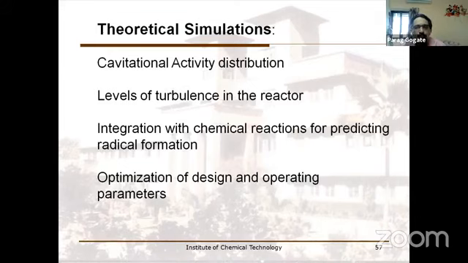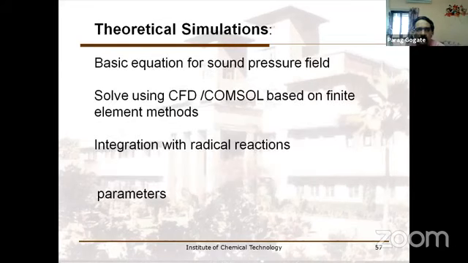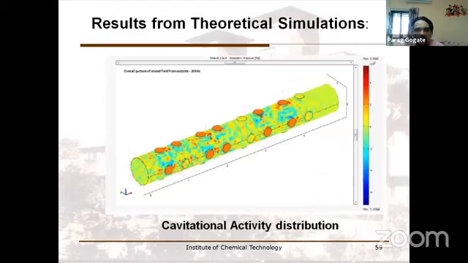So we need to look at what levels of turbulence you are generating. You can integrate it with chemical reactions for predicting the radical formation. And then you can also optimize the design and operating parameters. So basic equation for sound pressure field were used. You can solve it using CFD or COMSOL-based softwares. You need to just use finite element methods integrated with radical reactions which are likely to be present.